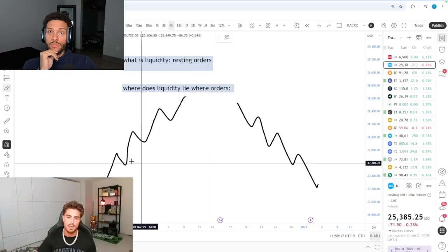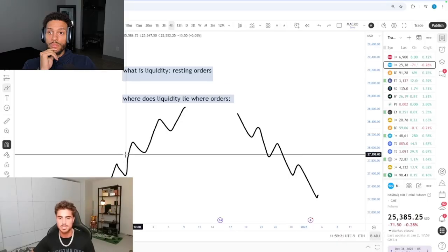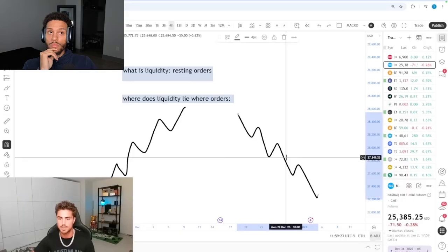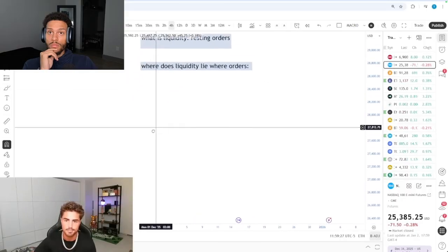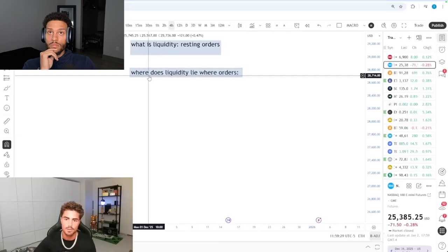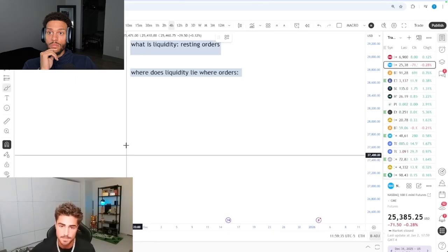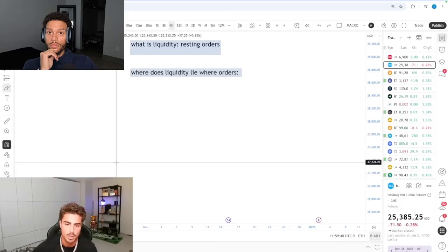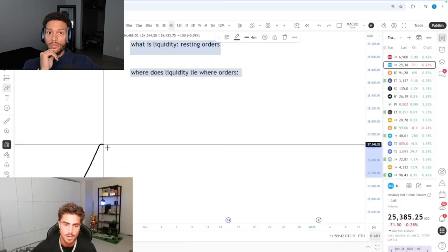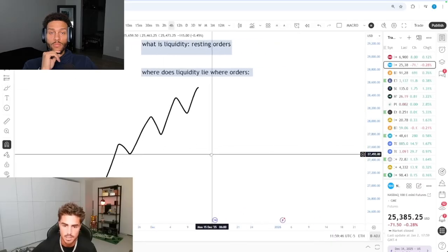Because there are people, when we push above this high, and let's just put on one trend so we can show this easier for you guys. Where are the orders? They are above highs and below lows. And that is where liquidity lies. Okay? So let's say the market is trending up. This is our little uptrend.